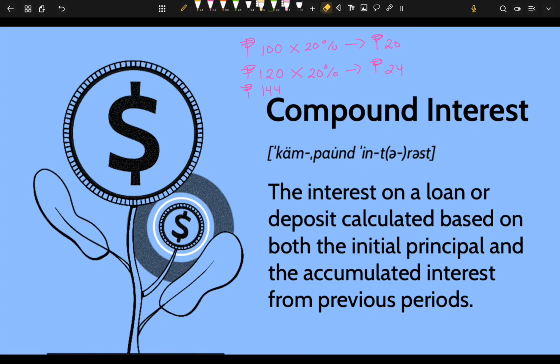So, eto po, maganda to, yung compound interest kapag sa mga investment kasi at a certain period, lumalaki lalo yung ating pera. Unlike kapag nagbabaro tayo ng pera, mas lalo tayong mababaon doon sa ating bayarin. So again, sabi dito, compound interest is the interest on a loan or deposit calculated based on both the initial principal and the accumulated interest from previous periods.